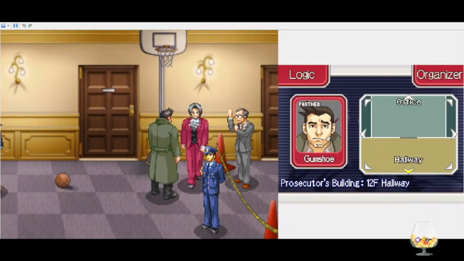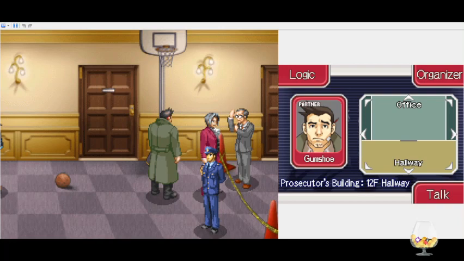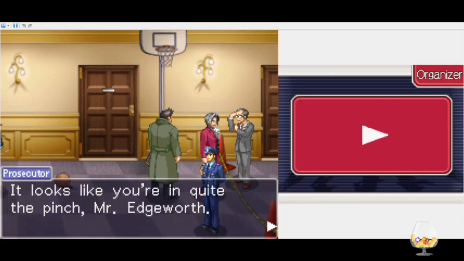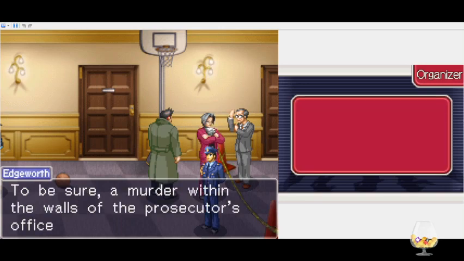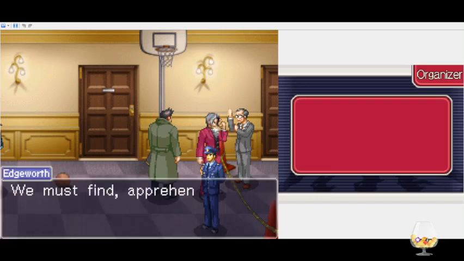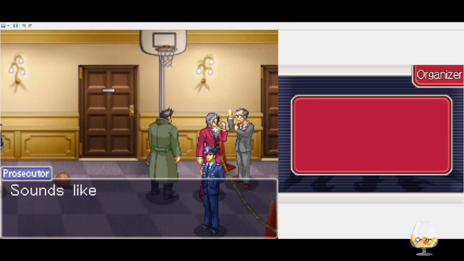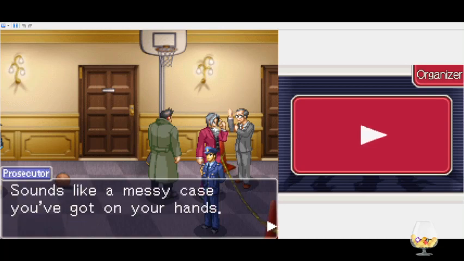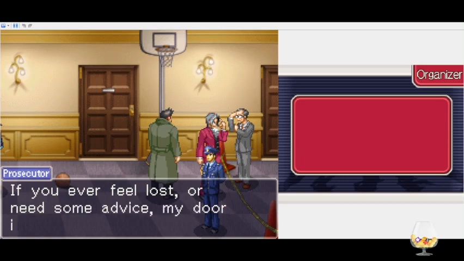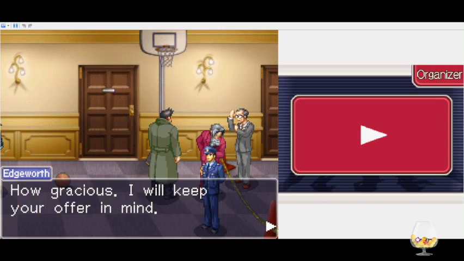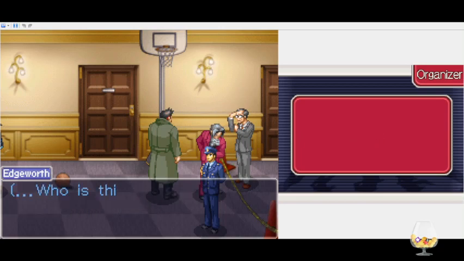Oh, look. Oh, it's Winston. Looks like you're quite the pitch, Mr. Edgeworth. To be sure, a murder within the walls of the prosecutor's office is no trifling matter. We must find, apprehend, and punish the killer accordingly, post-haste. Sounds like a messy case you got in your hands. If you ever feel lost or need some advice, my door's always open. How gracious. I'll keep your offer in mind. Who is this guy again?